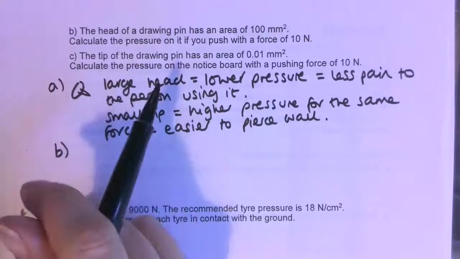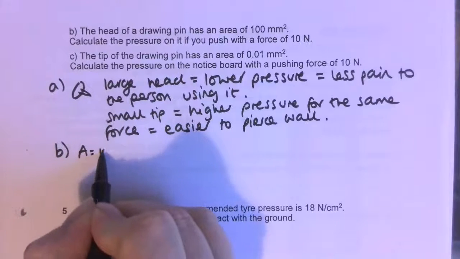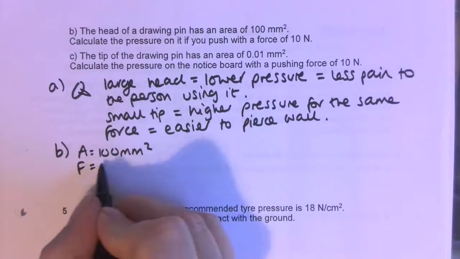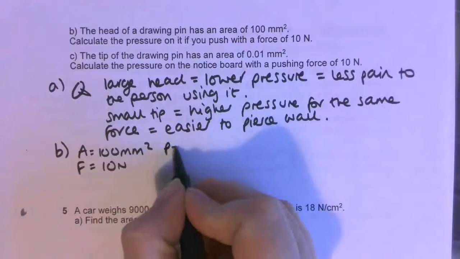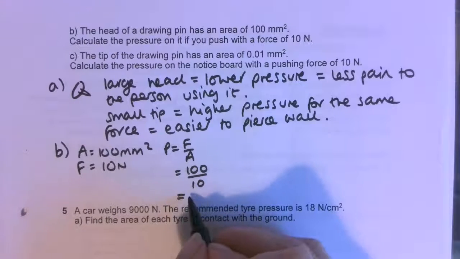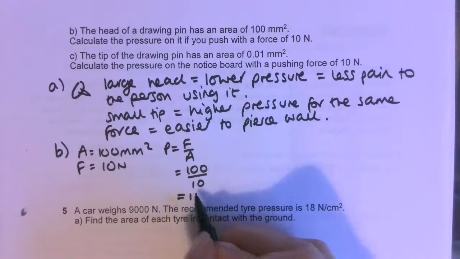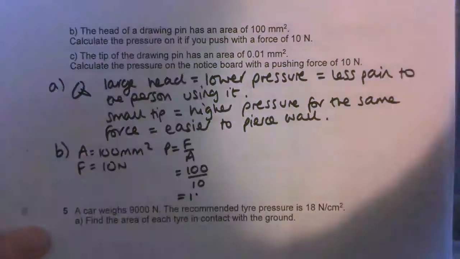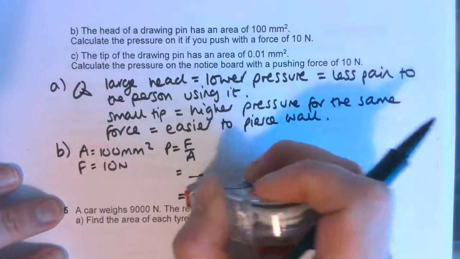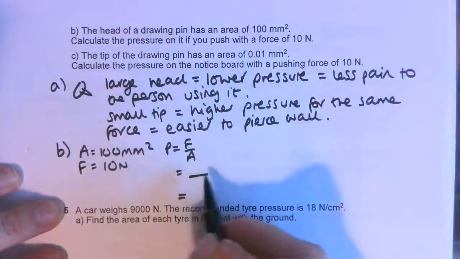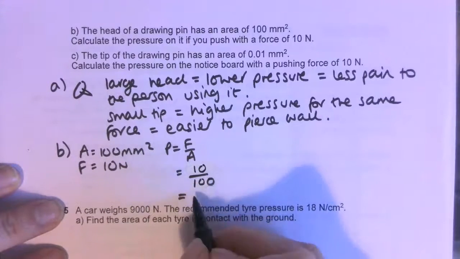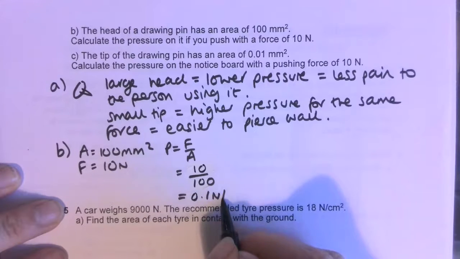B tells you the head of a drawing pin has an area of 100 millimeters squared. Calculate the pressure if you push with a force of 10 newtons. So pressure is force over area. 100 over 10 gives us 10. Oh, look, I've done those the wrong way around. Give me a second. Okay, let's try that again. So the force is 10, I put them in the wrong way, look. The area is 100, so that gets me 0.1 newtons per millimeter squared.